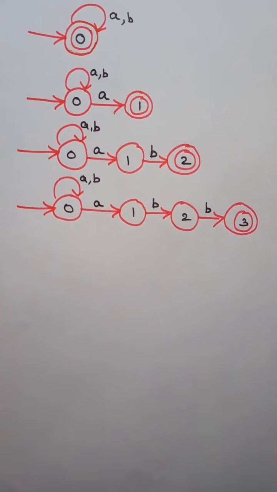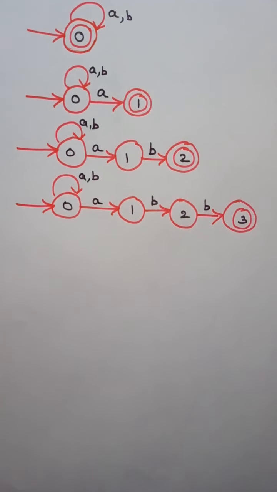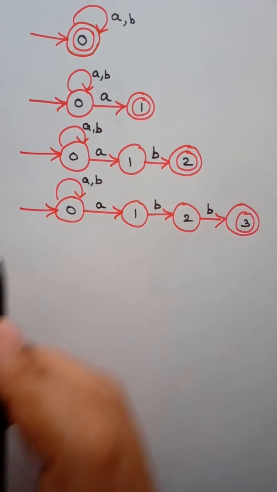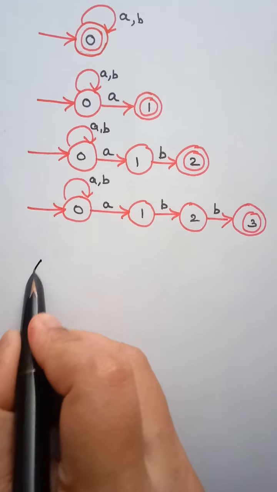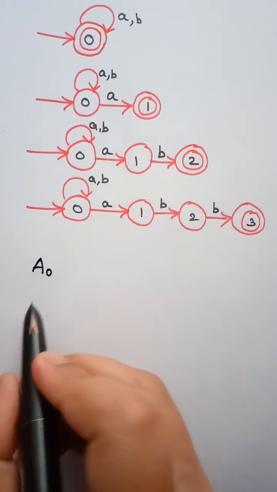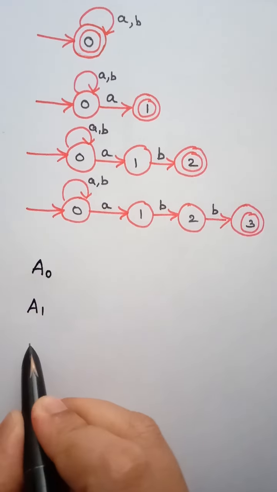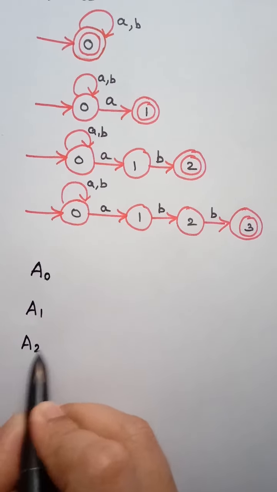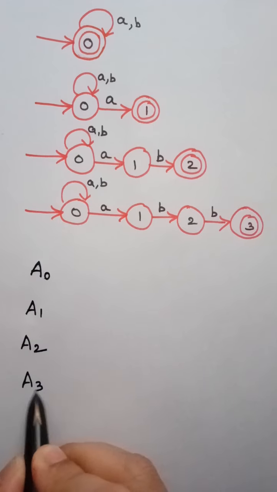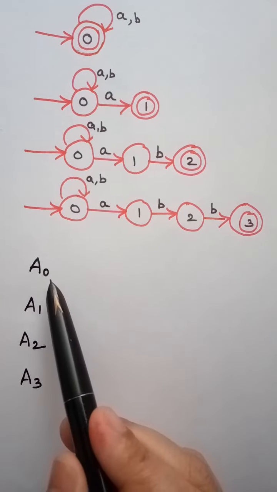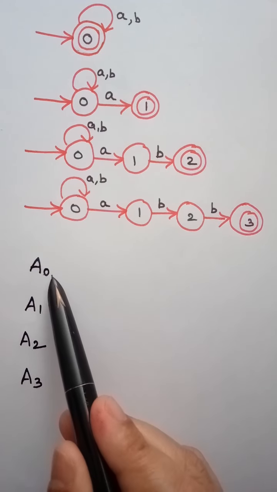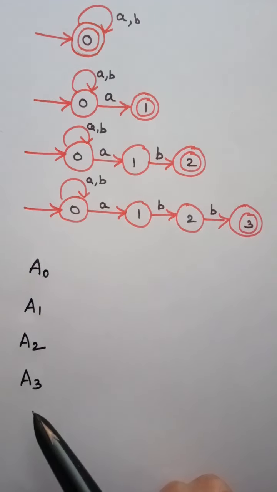On that basis we need to create a non-terminals. We have 4 states here, right? The first state is A0, the second state A1, the third A2, and finally we have A3. Totally 4 states, 0, 1, 2, 3, and we have created the non-terminals A0, A1, A2, A3.